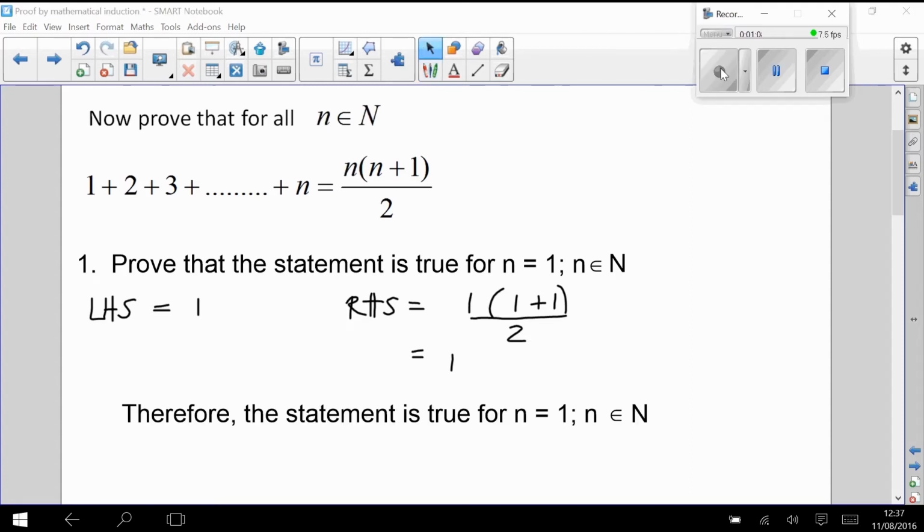You've only finished the first part of your proof when you write up your conclusion. So you must say that the statement is true for n is equal to 1. We're now going to go on to the second part, which is our induction. And you remember, you start with your assumption.